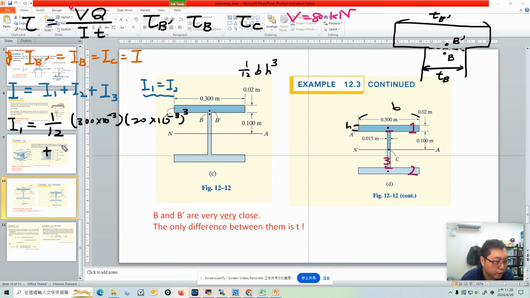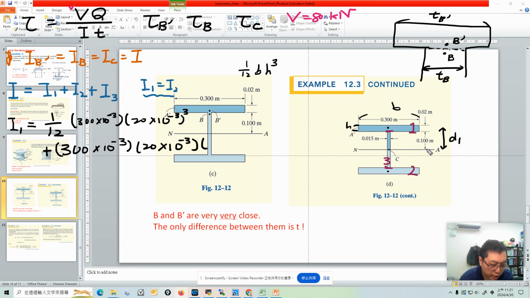The area of area 1 is A equals 20 times 10 to the power minus 3, and d is the distance between your centroid and the neutral axis. So what is d? I call it d1.